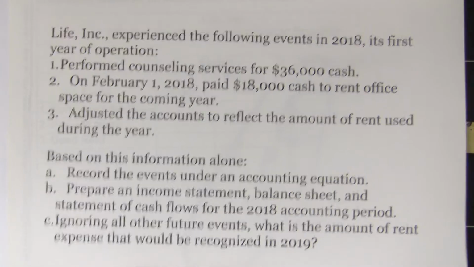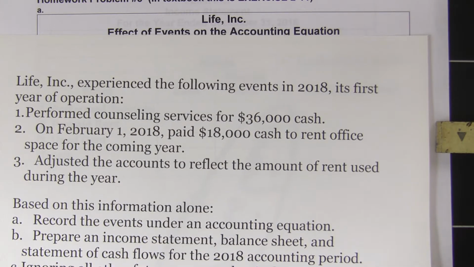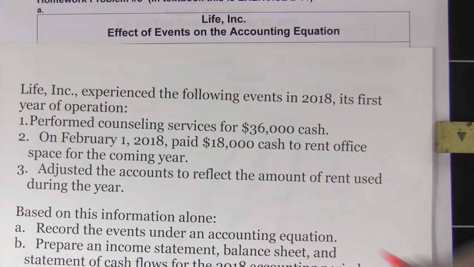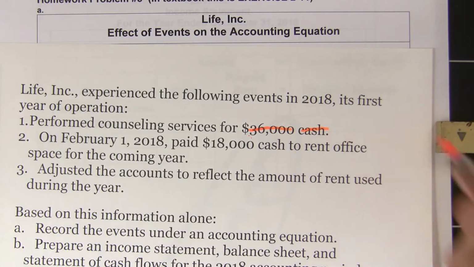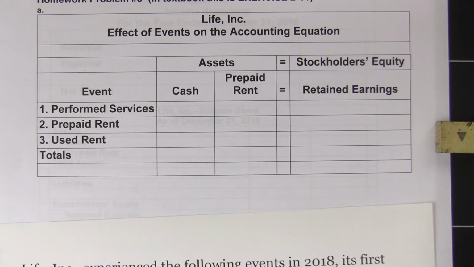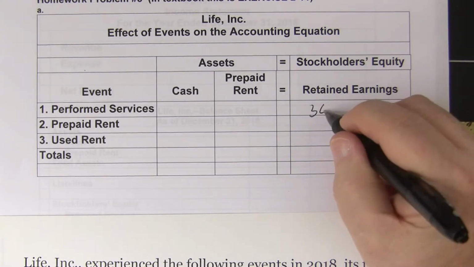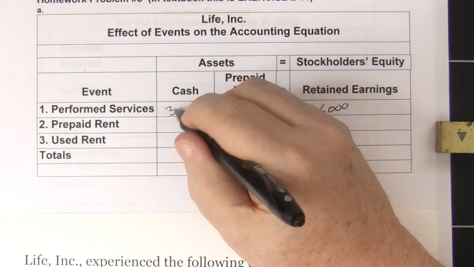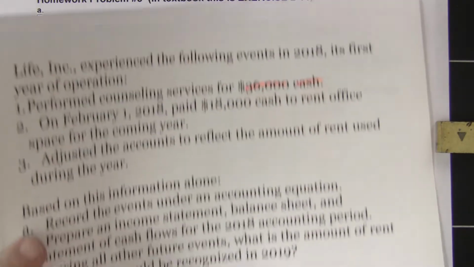It's not so tough. So they perform services. Let me highlight the important words for you. Perform services for $36,000 in cash. So that's revenue, which is part of stockholders' equity. So that's $36,000. And we got cash, $36,000. That's our first transaction.